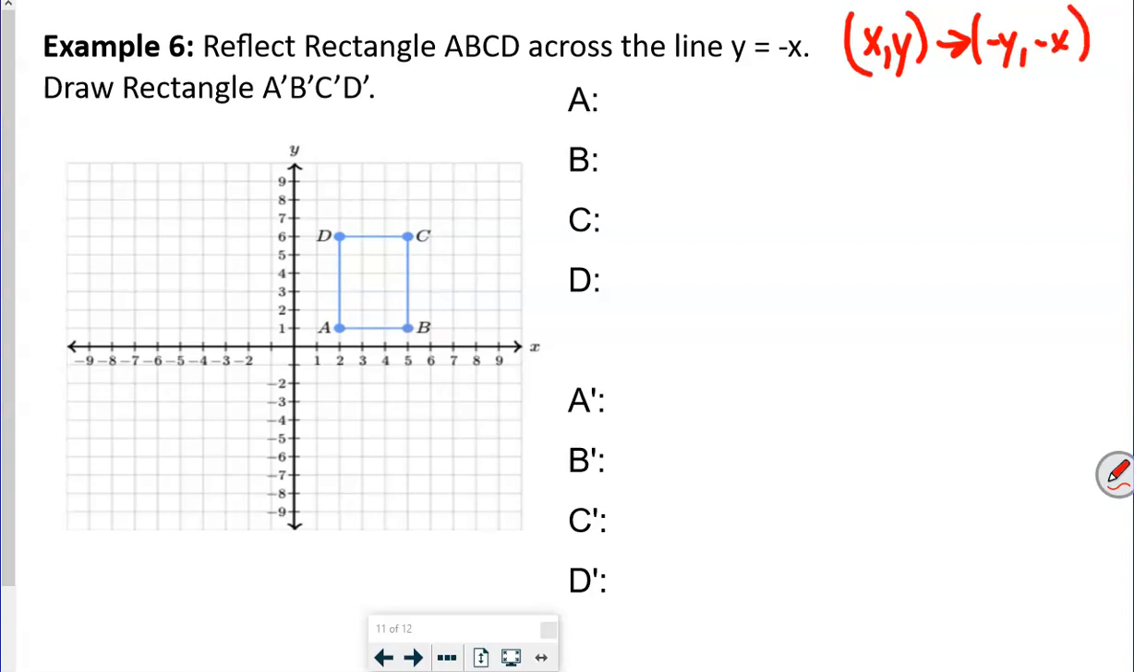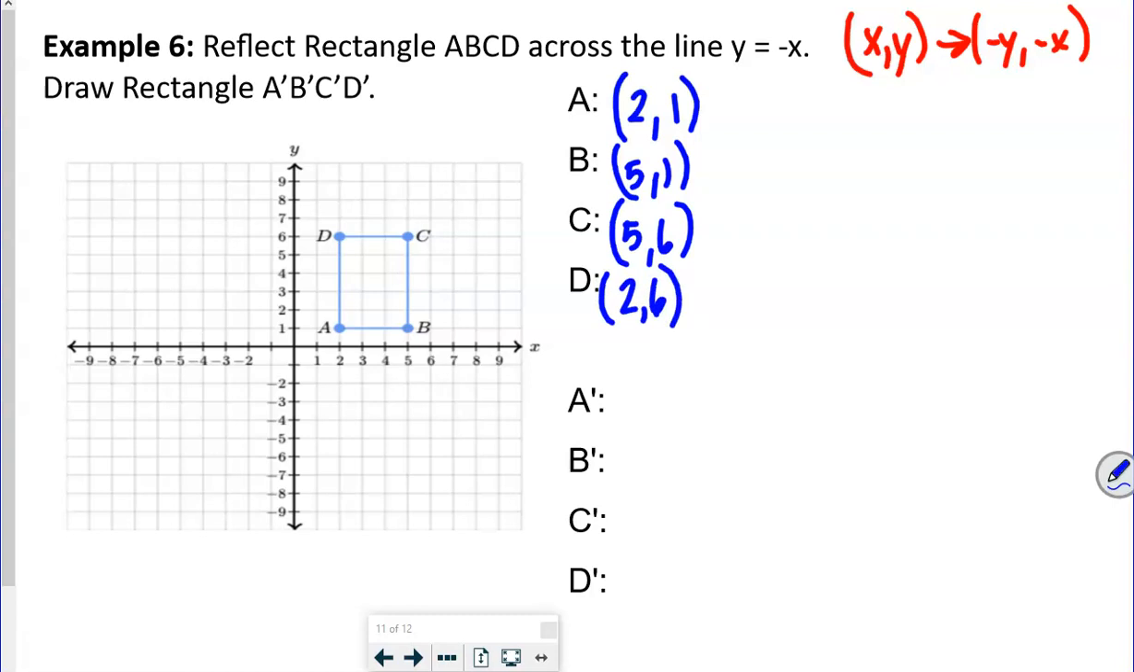It is. Okay. So now let's go ahead and label A, B, C, and D. So this is 2 comma 1. B is going to be 5 comma 1. C is going to be 5, 6. And then D is going to be 2, 6, right? Okay. Now, look what's happening up here. We're going to flip them and change the signs of both of them. Whenever there's a negative out front, we're always going to change the sign, okay?